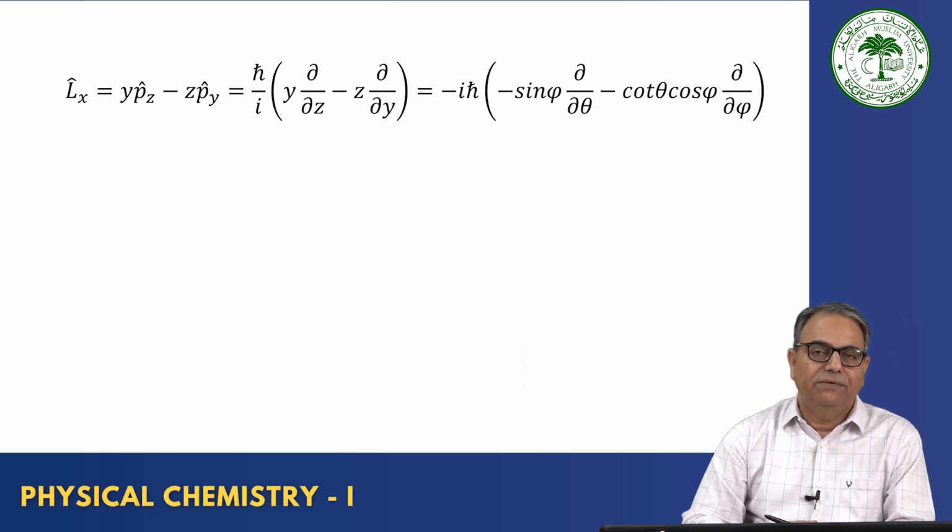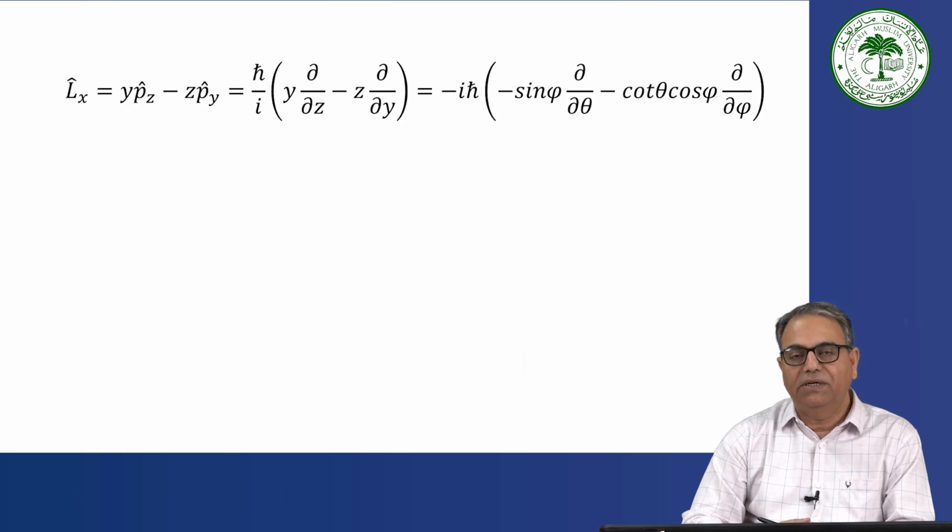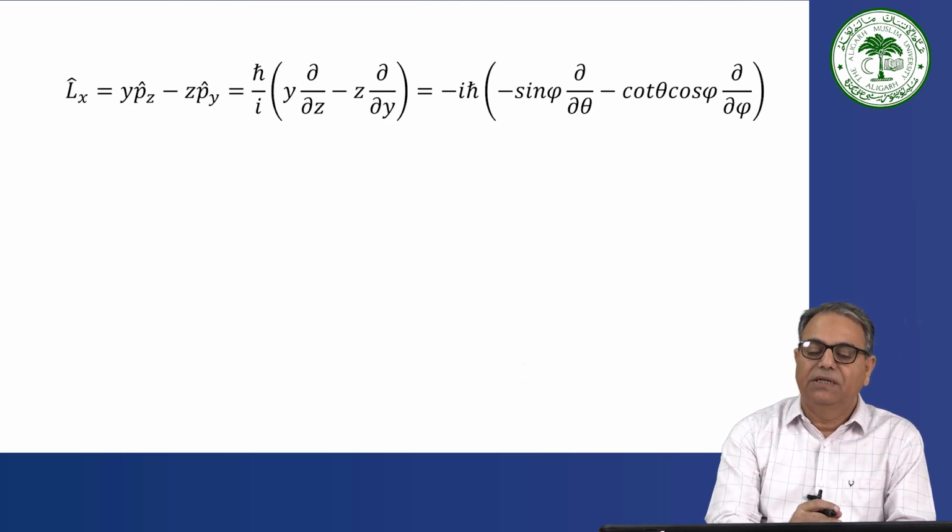Okay, so the operators which we have defined for Lx, Ly, and Lz are in Cartesian coordinates, and these must be converted into polar coordinates because the concept of angular momentum is for circular motion, and for circular motion you will have the wave function in terms of theta and phi. So when you convert this, I have written the equations directly.